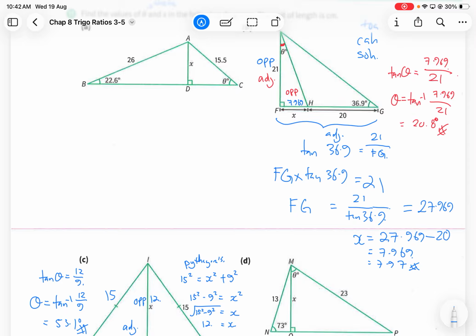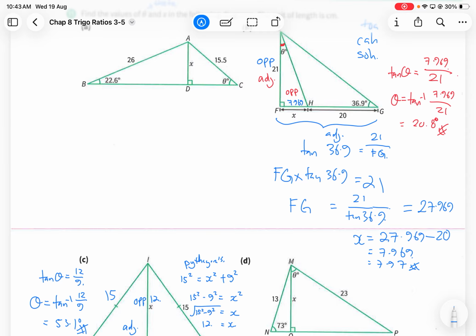Question D. This significant figure is for the final answer. If they are asking for a side, not exact, go to 3 significant figures. If it's an angle, it's 1 decimal point.